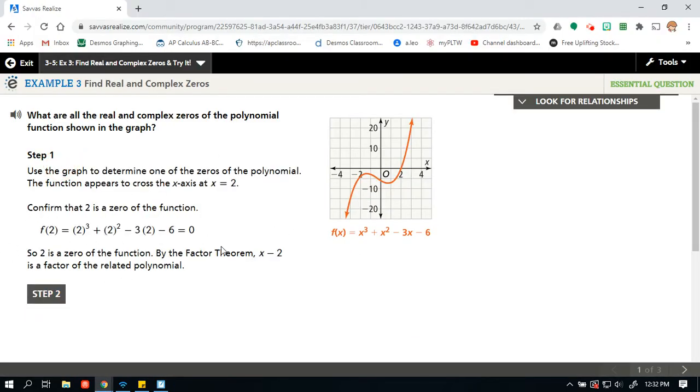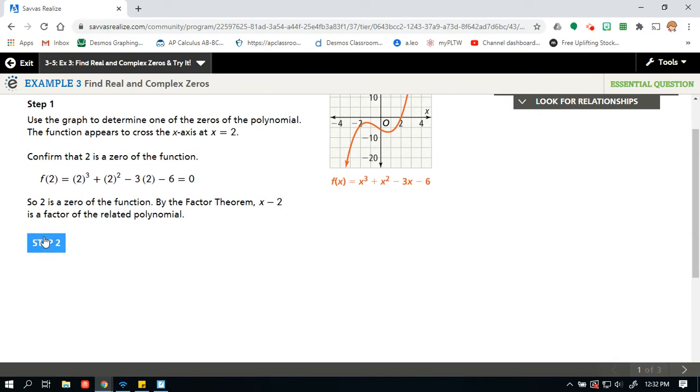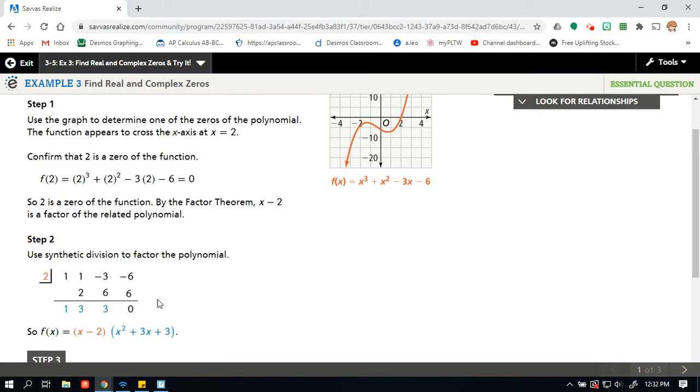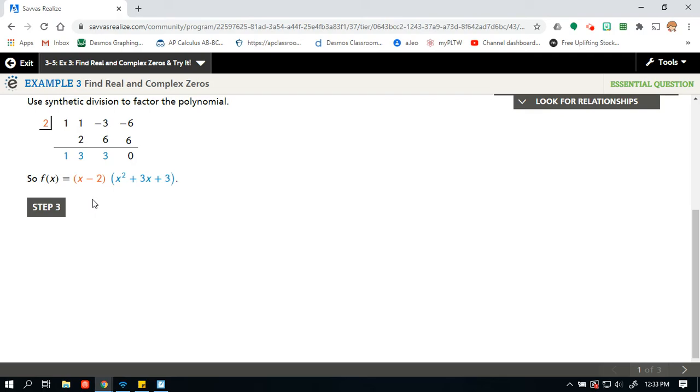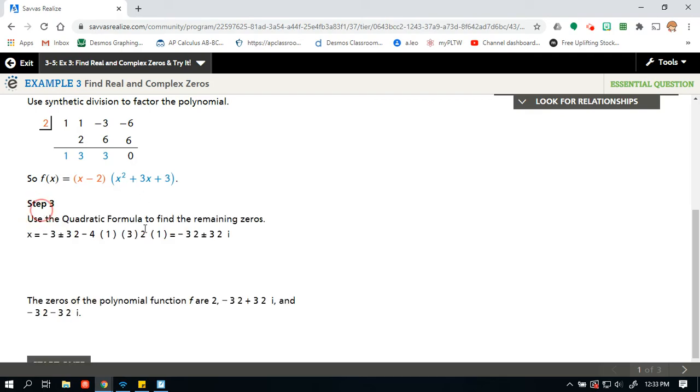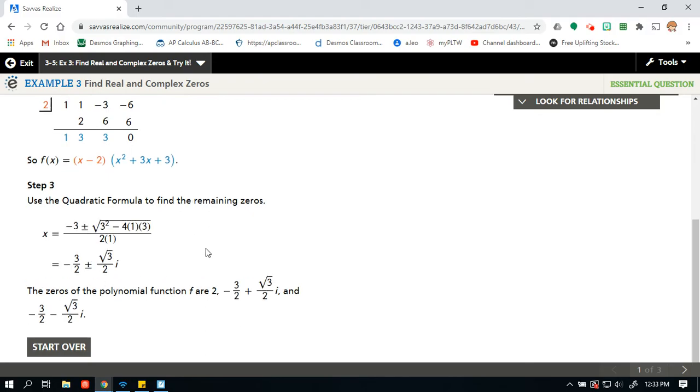So they do find the zero, being that x equals 2 will equal 0. We did it through synthetic division and saw that my remainder is 0. And per the factor theorem, if the remainder is 0, then that value is a factor. So my factor is x minus 2 times x squared plus 3x plus 3. Then they use the quadratic formula as well. I should have put the i on the outside. That looks a lot cleaner. And they got the 2 solutions.